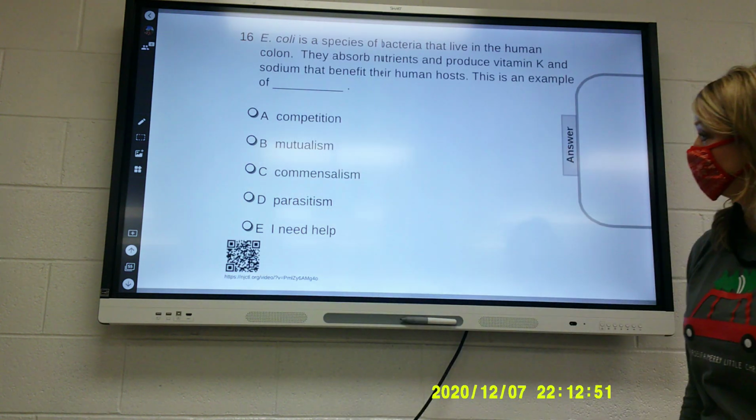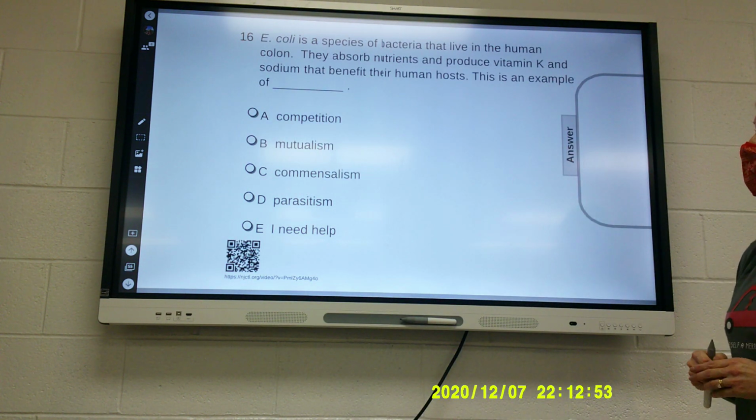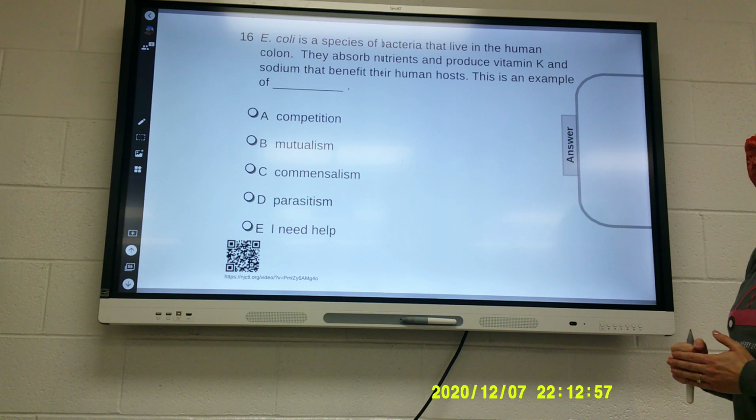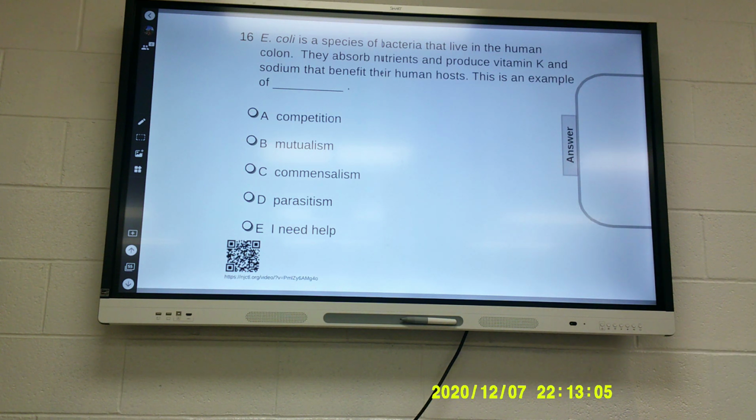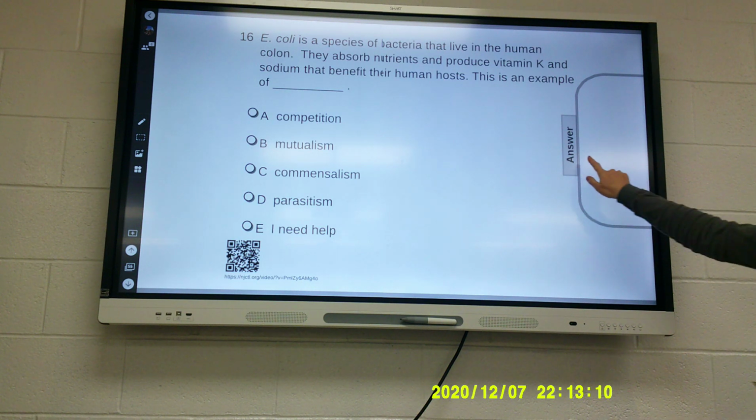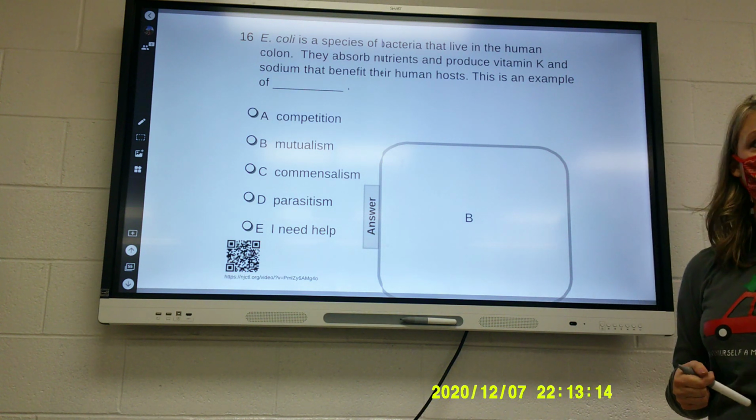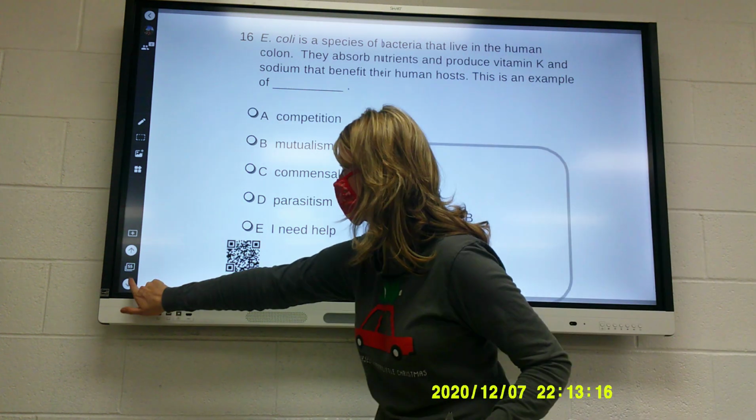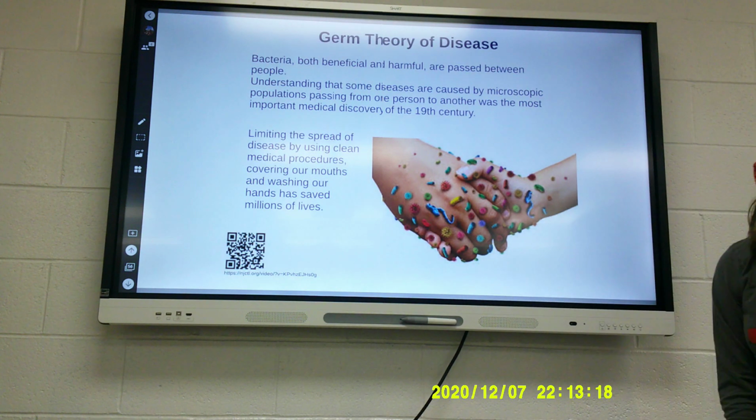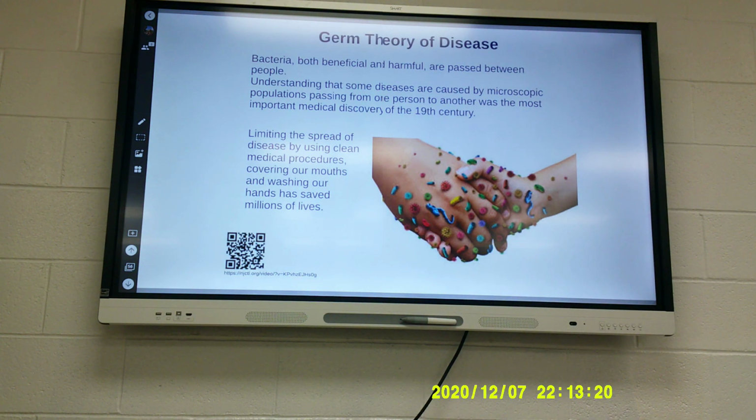And last one, I think, for today. E. coli is a species of bacteria that live in the human colon. They absorb nutrients and produce vitamin K and sodium that benefit their human host. This is an example of competition, mutualism, commensalism, parasitism. Go ahead. Mutualism. Very good, because they both benefit. It does good for us and the E. coli. I'm pretty sure that's the last one. Yes, that is the last one for today.